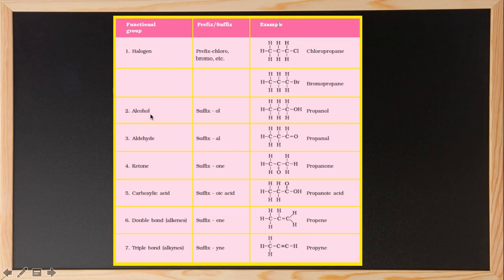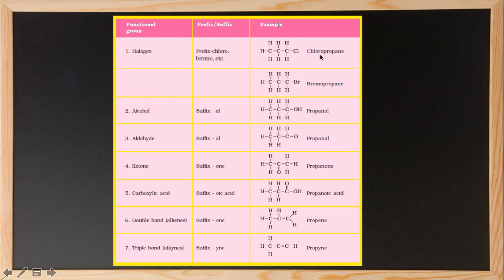Now let's look at the functional group alcohol. Whenever there is a functional group alcohol, you say ol as a suffix. Suffix means you'll end it at the end of the name. Prefix means, see, you're adding chloro at the beginning.